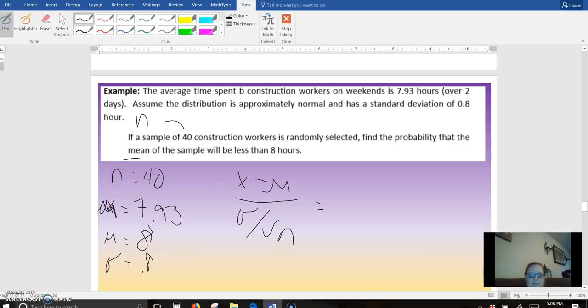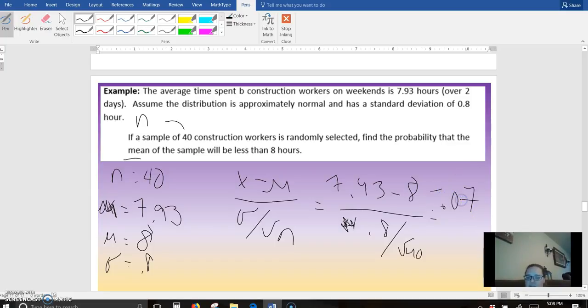So we're going to do 7.93 minus 8 over 0.8 over square root 40. 7.93 minus 8 is negative 0.07. 0.8 divided by square root 40, we'll say is, I don't know, 0.13, so 0.07 over 0.13. All right, we get negative 0.54.